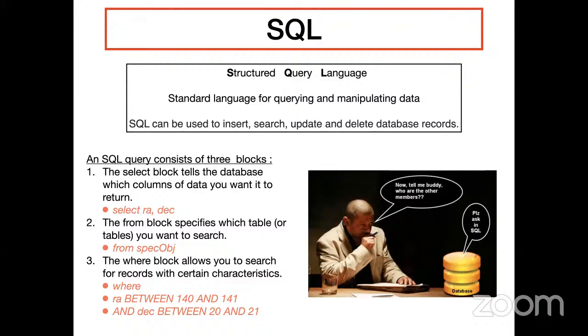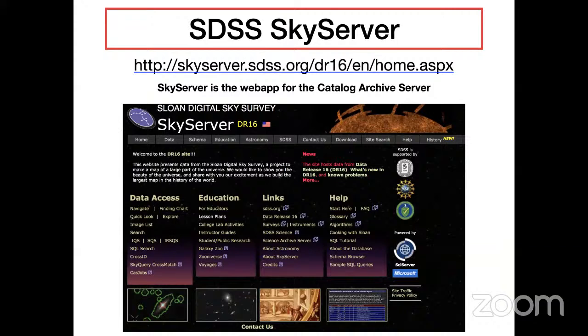And then from where? From where means from which table you are querying. For example, if I say spec object all, you have to say from spec object all. Then where gives you the constraints. For example, I want only RA between 140 and 141, and Dec between 20 and 21. This is a constraint, right? So this will only list rows which satisfy these constraints. These are the 3 things, and we'll go back to the SQL and maybe I'll explain it there.